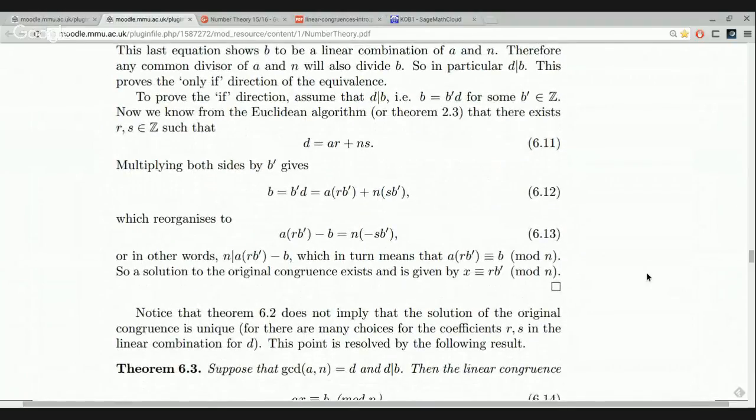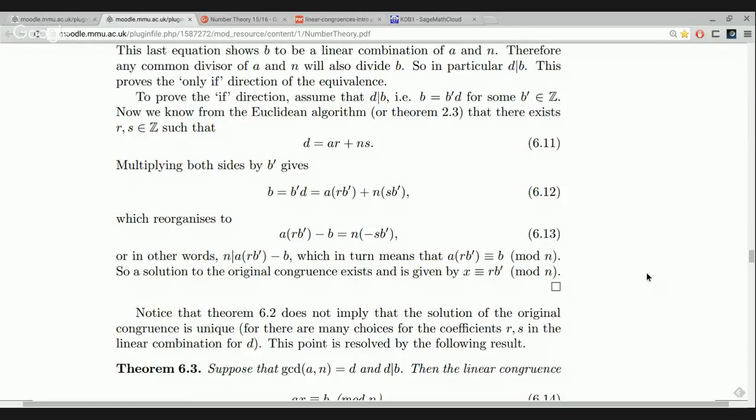Now, in something like this, you kind of think, well, maybe there's only one solution, because the solution has to look like that. The solution has to be R B prime. B prime is unique. B prime is equal to B divided by D. It's a unique integer, B divided by D. But the R, is the R unique? Because if it was, that means there's only one solution. Well, where did the R come from? The R came from, it was a coefficient in this linear combination. Now we know that those coefficients aren't unique.